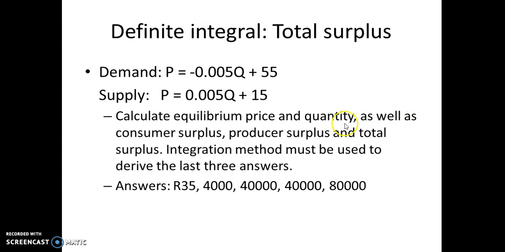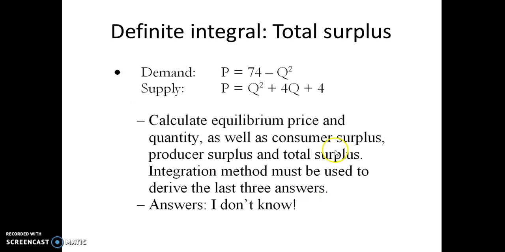Now, there are two more examples. Here, you are given the answers, but you need to solve and demonstrate that you do arrive at these answers. And then here, you are also given a supply and demand function, and you need to determine the equilibrium price and quantity, and the consumer, producer, and total surplus, and integration must be used to derive these answers. Of course, I have the answers. You first need to determine them and then demonstrate your calculations, and I will provide the answers thereafter.